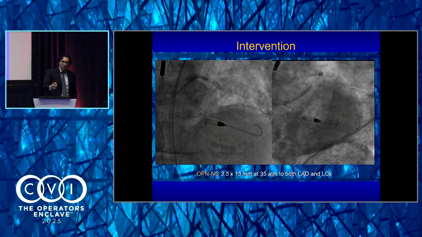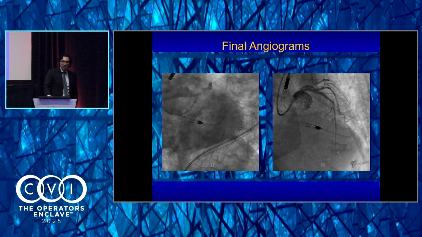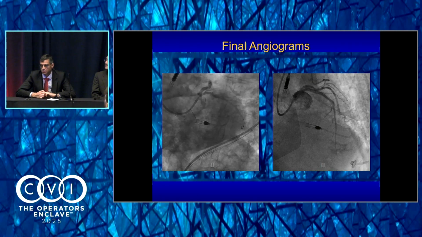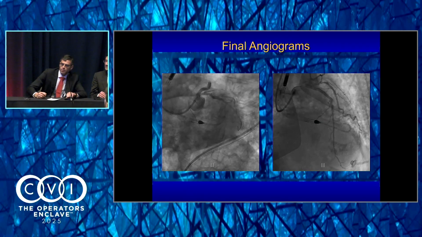At this point, I went for a 3.5 by 15 millimeter OPN balloon. So now everything came out. I got the Impella down. It was a lot easier to engage after pre-dilating with the 3.0. I used the 3.5 by 15 millimeter at 35 atmospheres to both the LAD and circumflex. What was the wire you used here? I don't recall. Probably a Runthrough or Whisper.